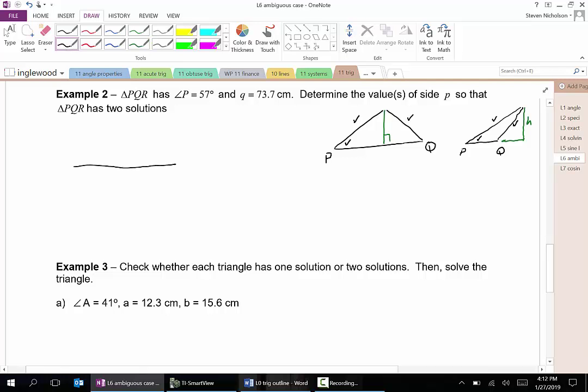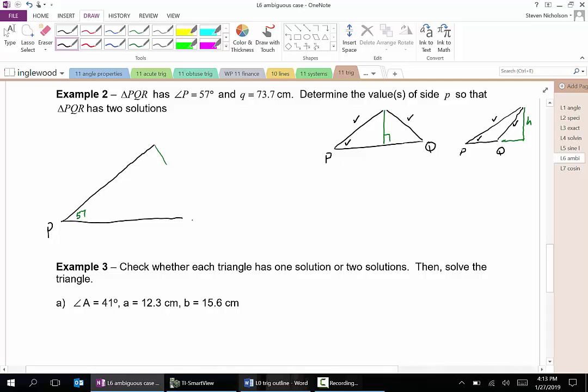So I'm going to draw a bigger picture. So here's what we would have, something like that, and something like that. And here's our angle P, and in this case, it's 57. And our little p is going to be over here. I'm just going to put a little something like that just to indicate that's where the side opposite big P is going to be.